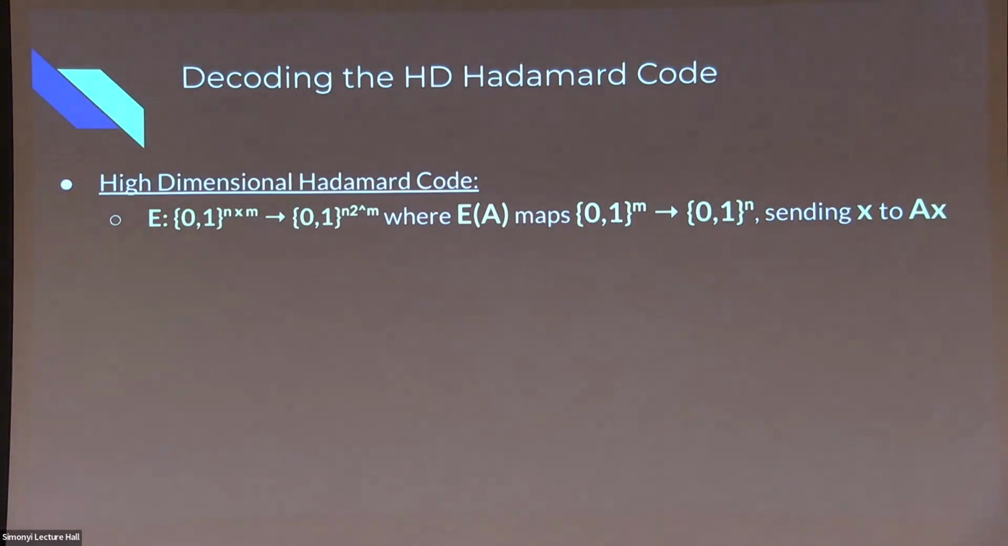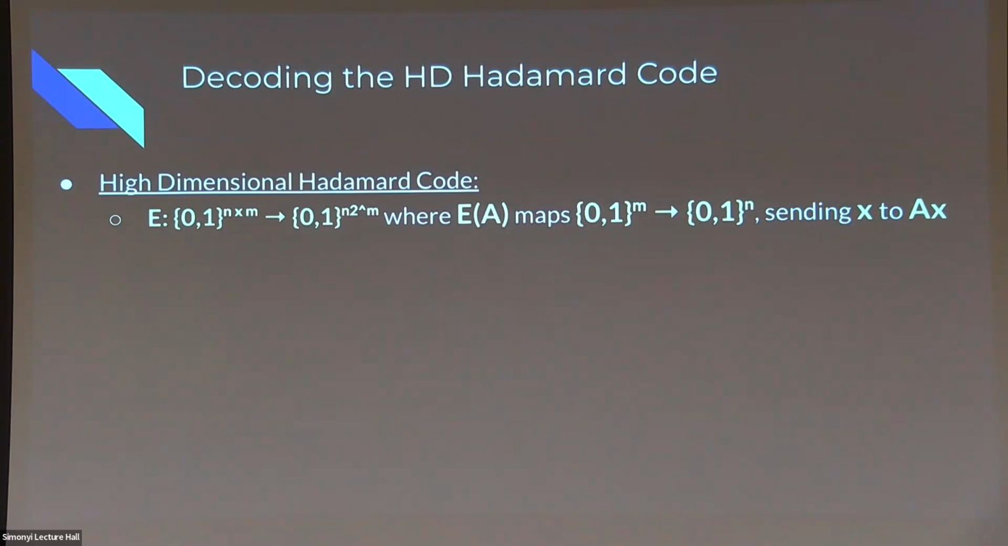Okay, so just like the original Goldreich-Levin gave a decoding algorithm for the original Hadamard code, our result is going to give a decoding algorithm for the high dimensional Hadamard code. What I mean by that is the code where the message is a matrix A, and the code word is the truth table of this vector-matrix multiplication. Namely, it's the truth table of the function that sends x to the vector ax.